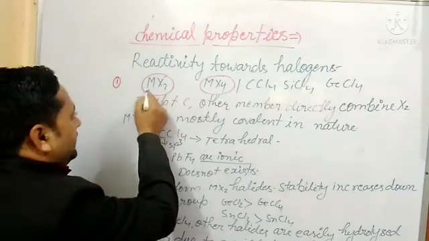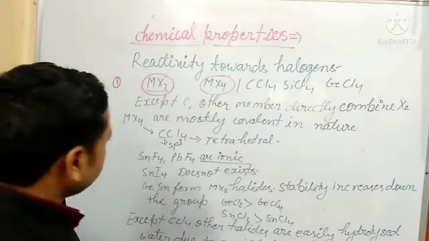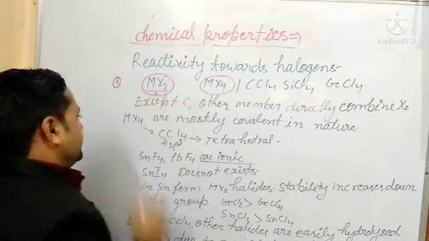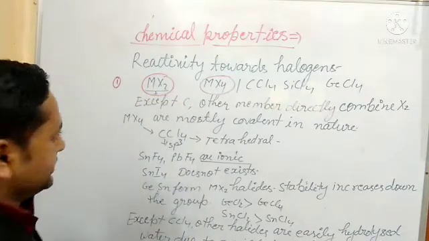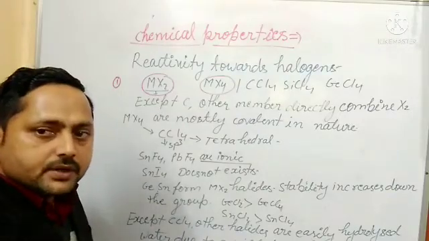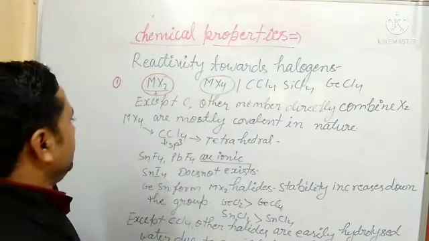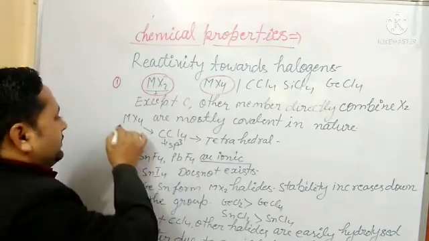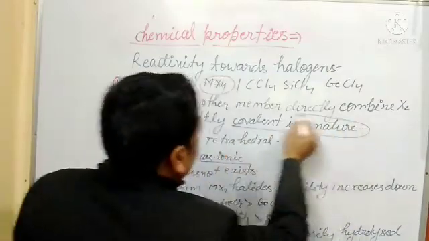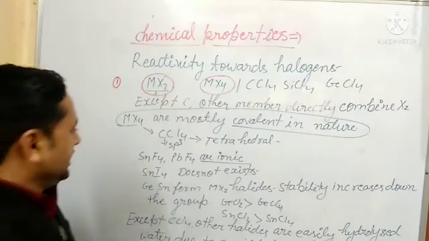Carbon is mostly less reactive towards this, and in general we can say it forms MX4 type of halide. MX4 type of halides are mostly covalent in nature. What is their nature? They are covalent in nature.